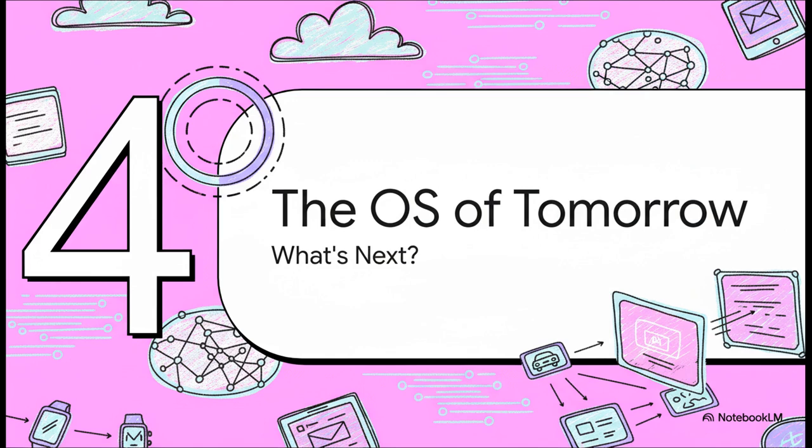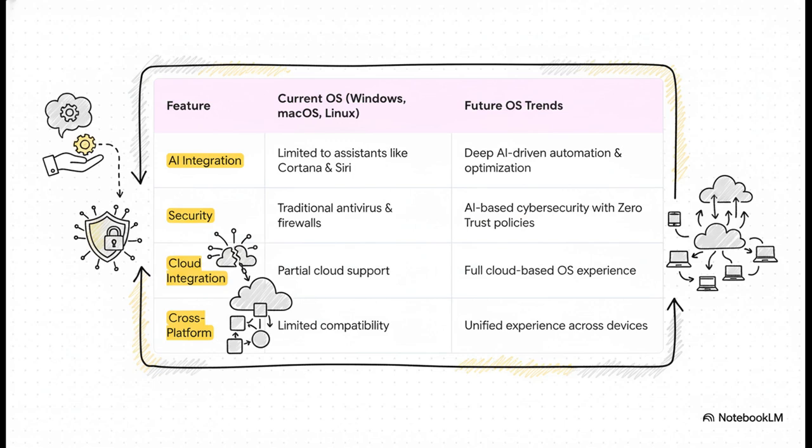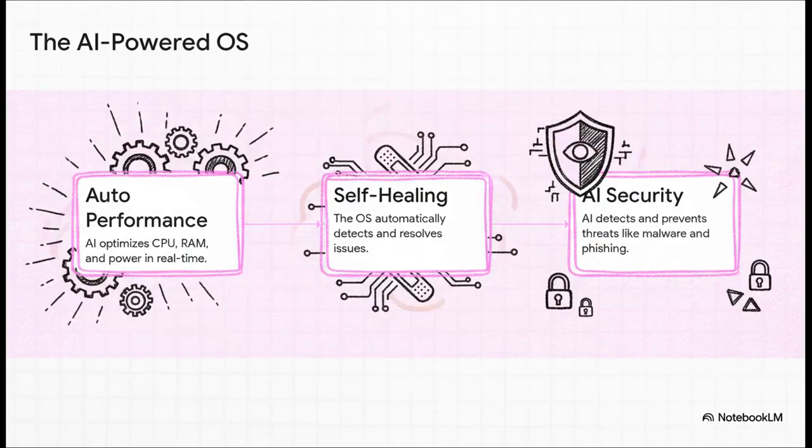So, knowing how dominant it is in the cloud gives us a pretty good clue about what's coming next. So, where are operating systems heading in the future? This table right here gives us a fantastic snapshot of that evolution. We're moving away from today's operating systems, where AI is kind of tacked on with assistants like Siri or Cortana, and we're heading towards a future of deep, AI-driven automation. Security is also changing, from old-school antivirus programs to smart AI-based systems that work on zero-trust policies. And we're going from just having some cloud support to a full-blown cloud-native experience that feels the same no matter what device you're on.